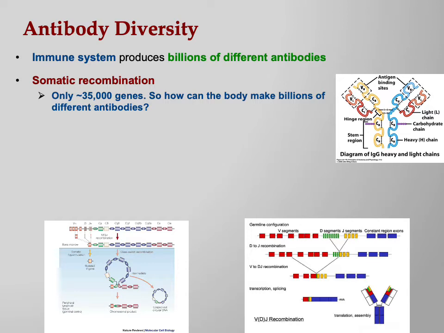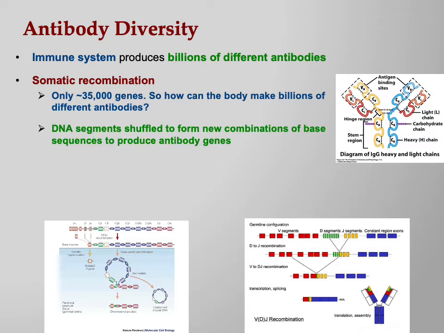But if you only have 35,000 genes, how can you have a billion different, or more, perhaps billions, of antibodies? That was kind of a puzzle for a while. How can you make billions if you only have 35,000 genes? Because again, antibodies are proteins, right? Well, normally it's one gene, one protein. How can you make a billion different proteins if you've got only 35,000 genes?